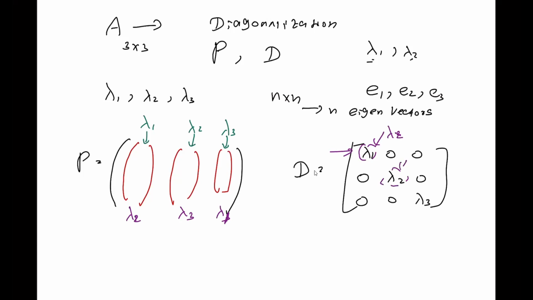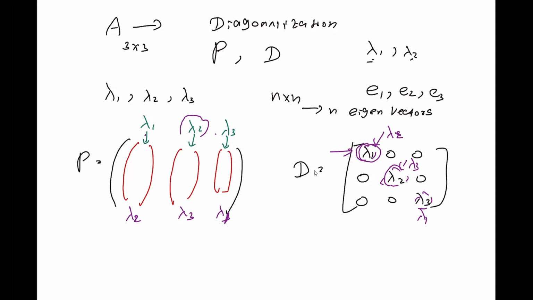Instead of this element, you can have lambda 3. Instead of this element, you can have lambda 1. It means if your first column's eigenvector's eigenvalue is your first element here, and your second column's corresponding eigenvalue is your second element, and your third column's corresponding eigenvalue is your third item in your diagonal matrix. Fine. Hello. You got the diagonalization?